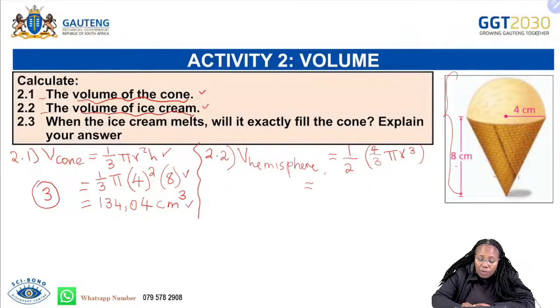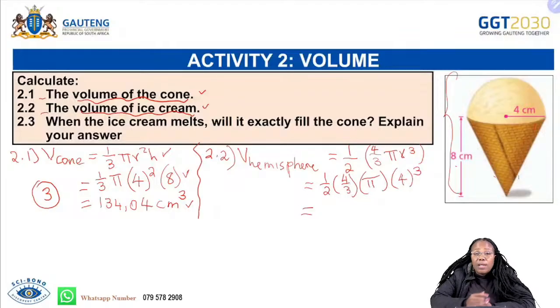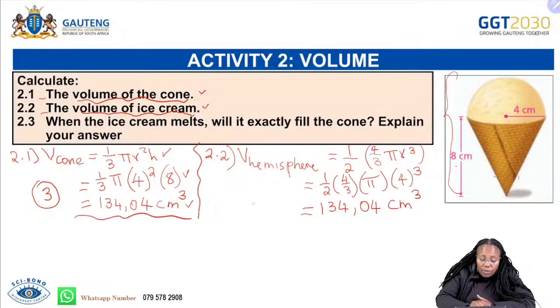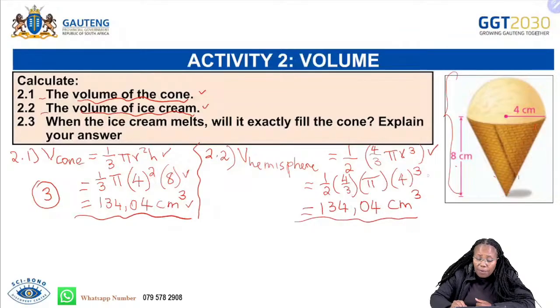Now let's substitute. We have half into 4/3 into pi, and the radius is 4 centimeters, and this will be cubed. Now, grade 12, into your calculator, straight to the answer. That is 134,04 cubic centimeters. Do you see the link there? And then the first mark will be for the correct formula, for substitution, and for the answer. So 2.2 will be 3 marks.